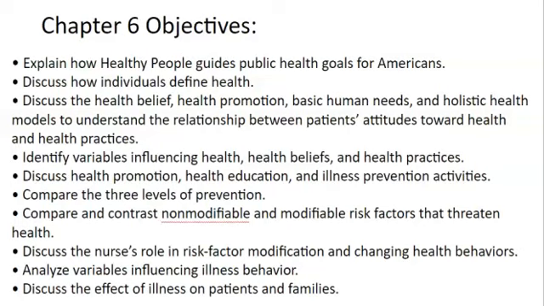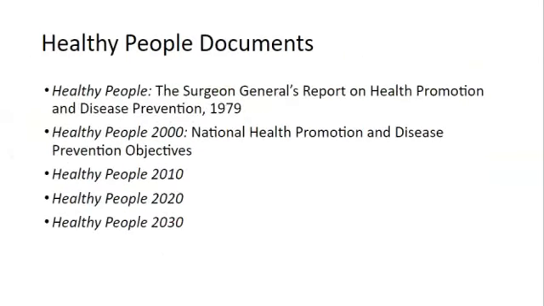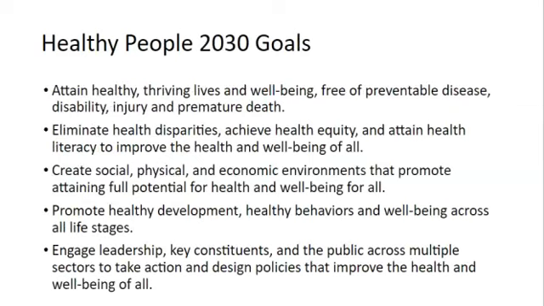And I've said this before, you guys, but always read your objectives first. Go through your chapter and then go back and read the objectives and make sure that you can fulfill these objectives. So the goal of the Healthy People documents is that they identify leading health indicators that are high priority issues in the United States. This is the Healthy People 2030 goals.